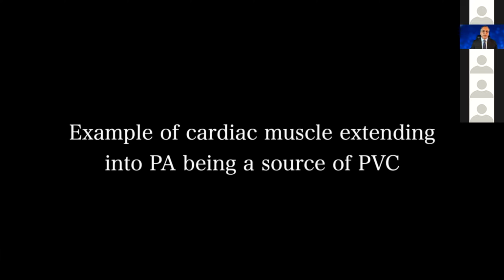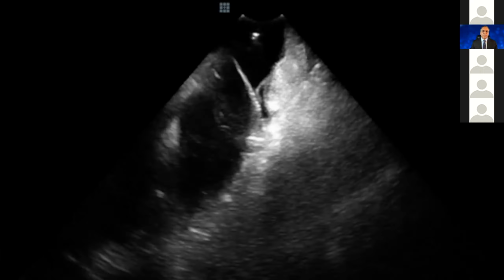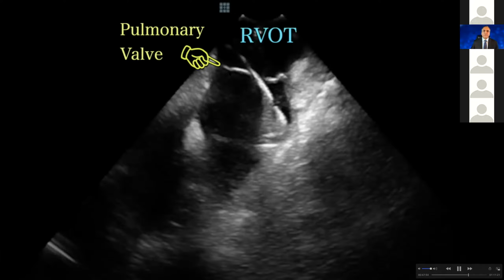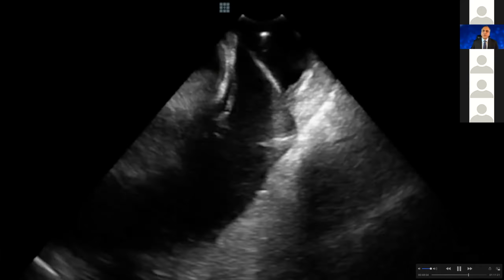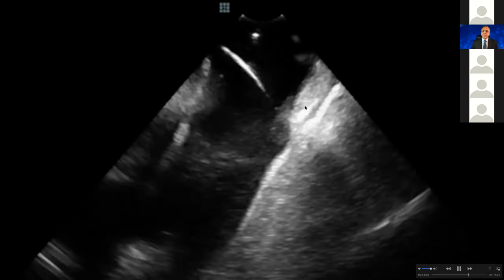This is another case that, interestingly, you can see how Dr. Asirvatham very elegantly has shown us this, that the muscles go beyond the pulmonary valve, and you can clearly see it. This is an extension of RV muscle into the pulmonary artery, and I had to go above the pulmonary valve and go on the top of the muscle to be able to get rid of this PVC.